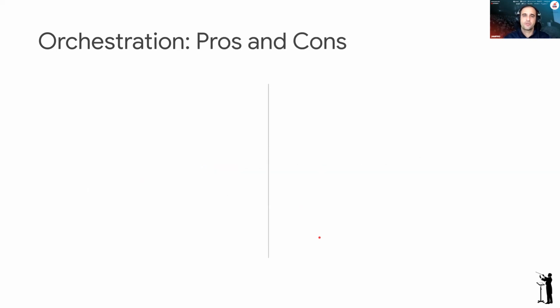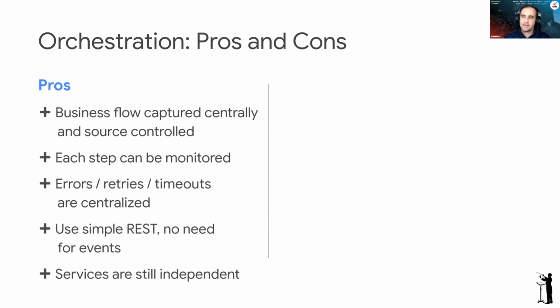Now, the pros and cons of this approach is that, first of all, since you have a central place doing the orchestration, you can capture your business flow in a central way. And since you can capture it, you can version this business flow. You can check it in Git, and you can have multiple versions deployed, and you can go deploy a new version or roll back to the previous version. So there's a lot of benefit of having this flow captured centrally, and we'll show you an example of this later in the talk. In orchestration, you have this notion of steps.